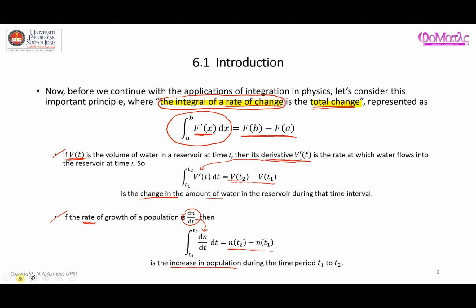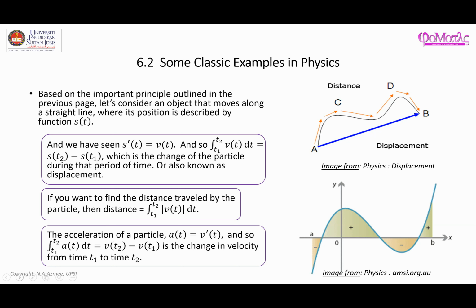So we are going to take this principle and apply it to a common problem found in physics, which is related to having an object that moves along a straight line. When you have this object, you can describe the position of the object using a function. We can call this function s(t), so this function depends on time t.